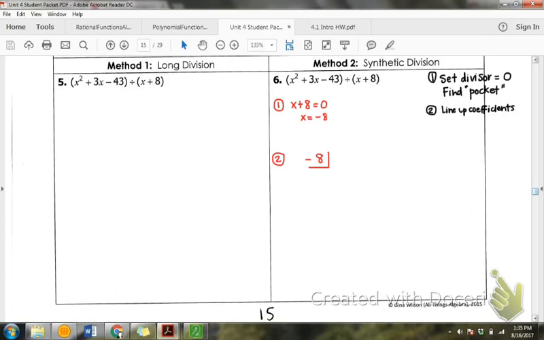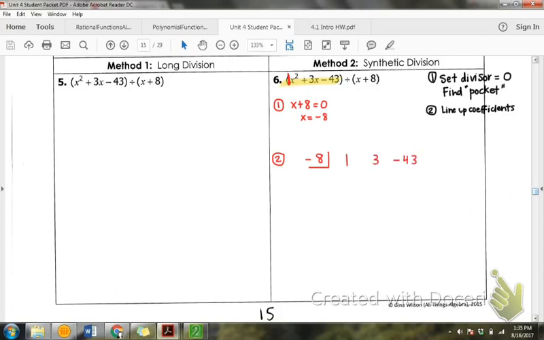The next step is to line up the coefficients. So what's the coefficient of x squared? What number is in front of x squared? Positive 1, right? So here's where we're looking for our coefficients. We're looking for our coefficients from this dividend. So that first coefficient is a 1, right? There's a 1 right there. So I have a 1. What's the next one? 3. And then negative 43.